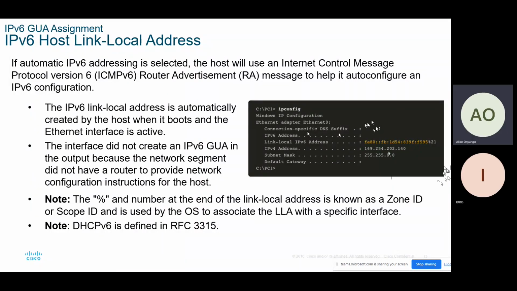And so, like I said, a host can also acquire an address automatically within IPv6. This happens in very different ways than we saw in IPv4. Now, you'll always see a percentage sign and a number at the end of our link local addresses, and this is normally signifying what's called a zone ID or a scope ID, and that is always used by most operating systems to associate the link local address with a specific interface.